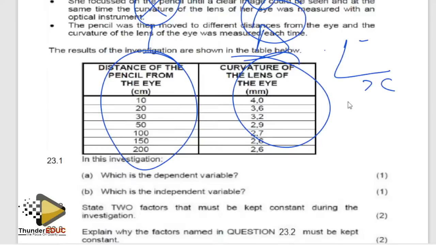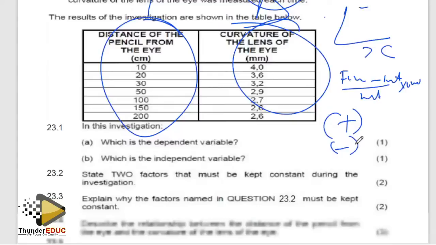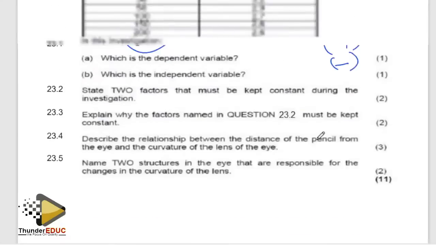Percentage increase, percentage decrease. For percentage increase, we say that it is final minus initial over initial times 100. Yes. So basically, when you get a positive answer, it means it is a percentage increase. When you get a negative answer, it means it's a percentage what? Decrease. Yes.